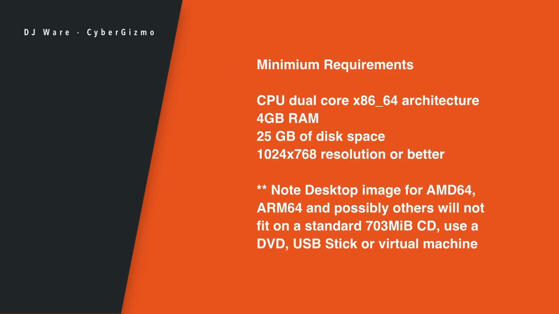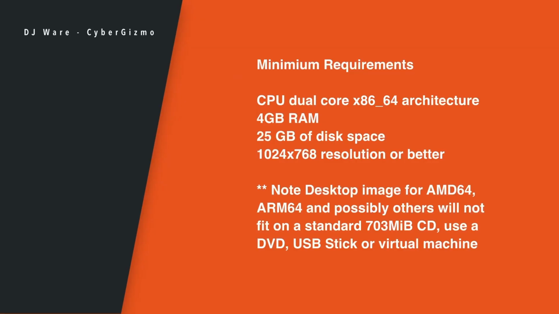So the minimum requirements, I'm pulling these from 22.10, we'll validate those against how much it looks like it's actually taking. But 22.10 said that you needed at least a dual core 64-bit architecture, 4 gig of RAM, 25 gig of disk space, 1024 by 768 resolution or better. Note that the desktop image for AMD64 and ARM64, there's possibly others, but those are not going to fit on a standard 703 megabyte CD. You may have to use DVDs, USB sticks, or a virtual machine to install it.